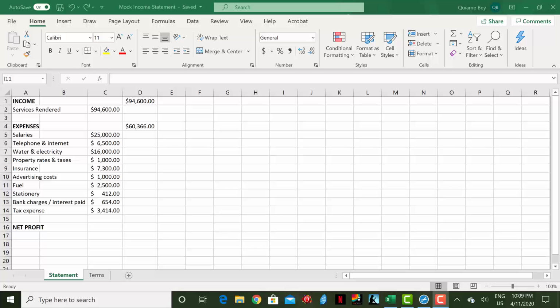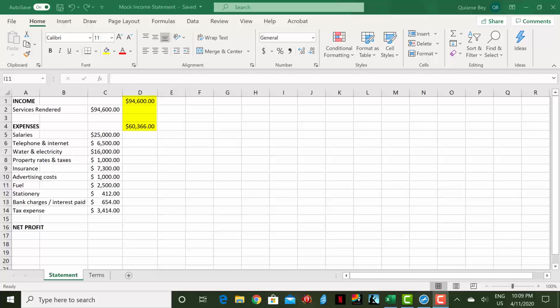If we add the subcategories from salaries to bank charges, we would get the total expenses, which is $60,366. In this statement, we will not add the tax expense with the other expenses because it is a separate expense that will be calculated to determine our net profit. To calculate the net profit, we will subtract total expenses and tax expense from total income.